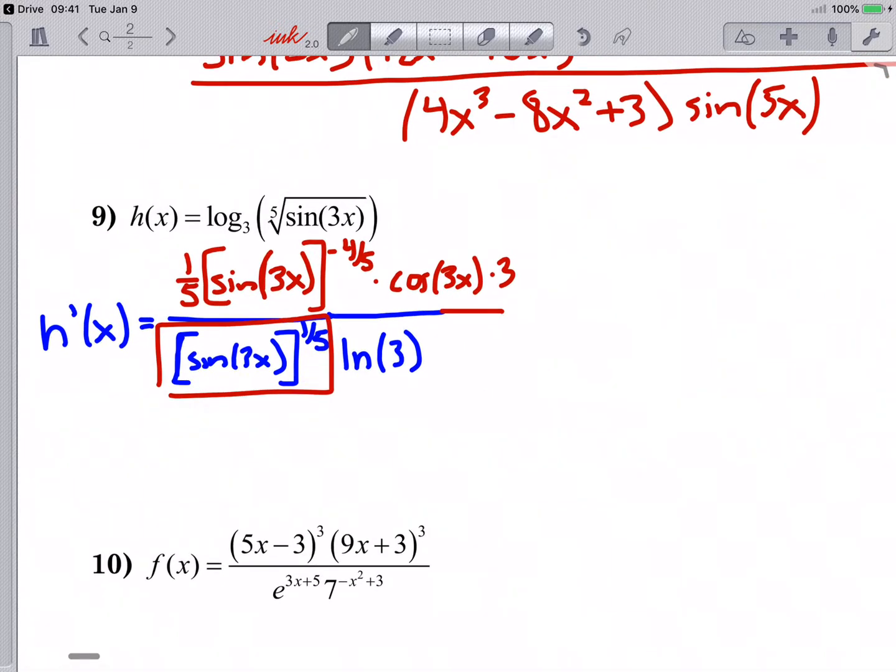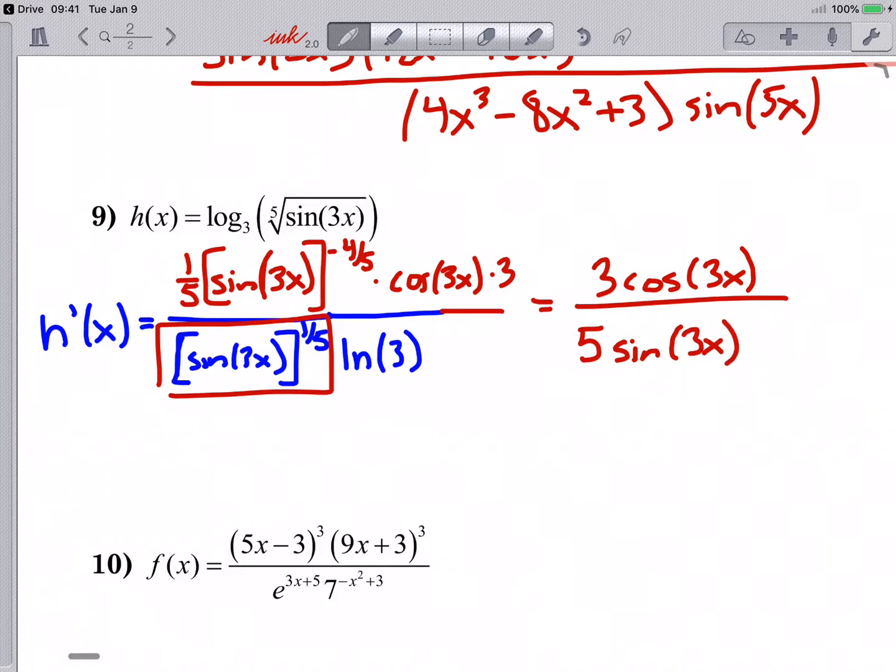So this one I can do a lot of cleaning up. I've got 3 cosine of 3x on top. I move the 5 to the bottom, and I move the sine to the negative 4/5 to the bottom. So negative 4/5 minus 1/5 is negative 5/5, which is negative 1, which means I've got a sine of 3x on bottom.